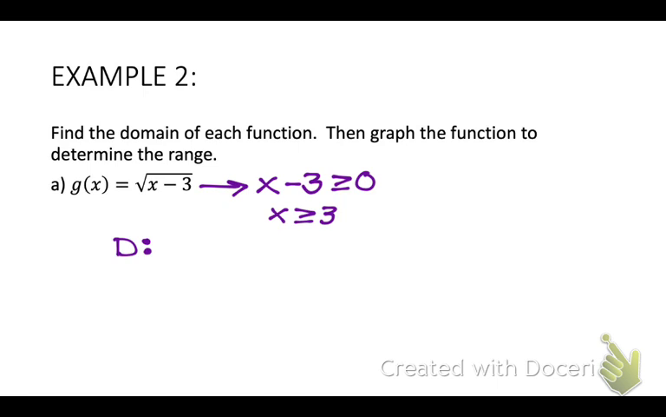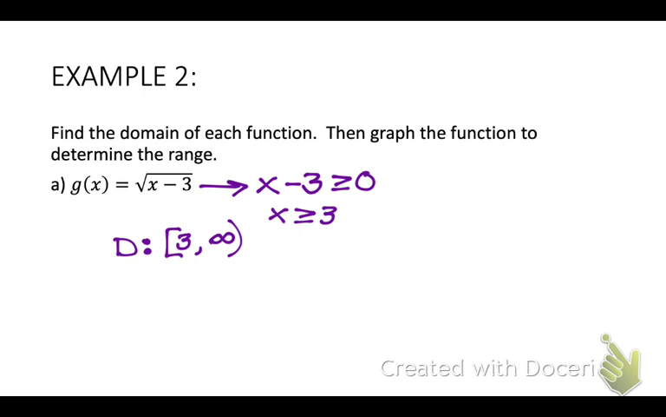So my domain, I'm going to just use a D for domain. I'm working from smallest to largest. The smallest value my x could potentially be is 3, including 3. So square bracket on that 3. And it's going to keep getting bigger and bigger and bigger and bigger and bigger. So it's going to infinity.